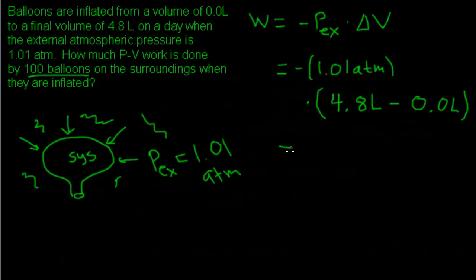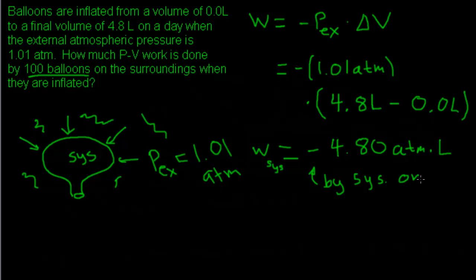When we're done with this calculation, we get a value of negative 4.80 atmospheres times liter as our unit. That's the amount of work, and work is a way of transferring energy. This is the work that has been transferred from the system, done by the system, on the surroundings. That's why it's negative. The negative sign means that work was done by the system on the surroundings. So I'll underline by and on: by the system, on the surroundings.